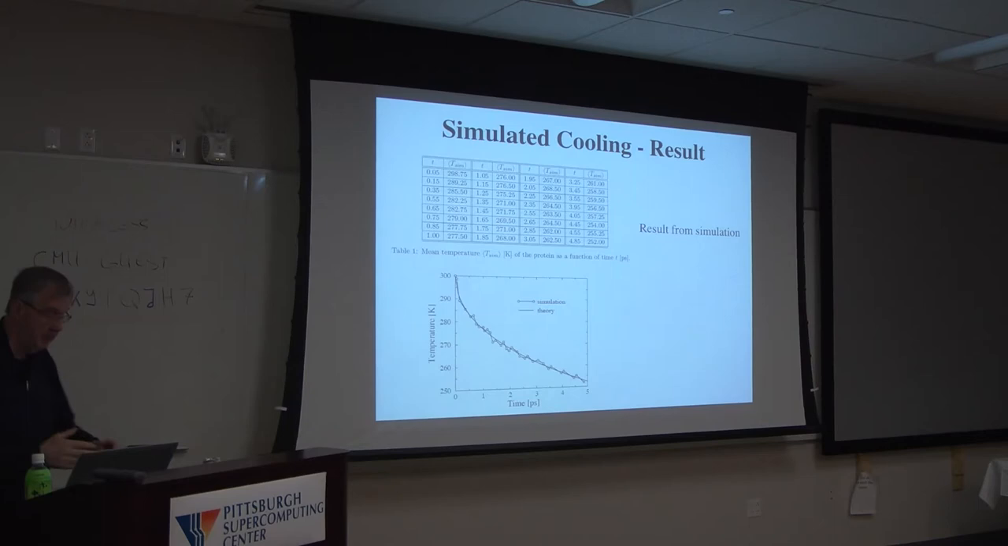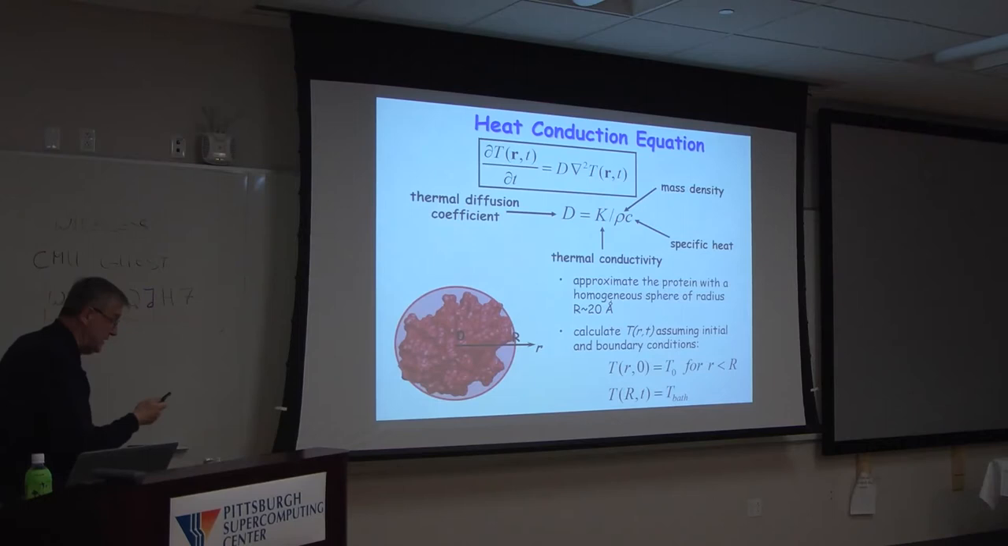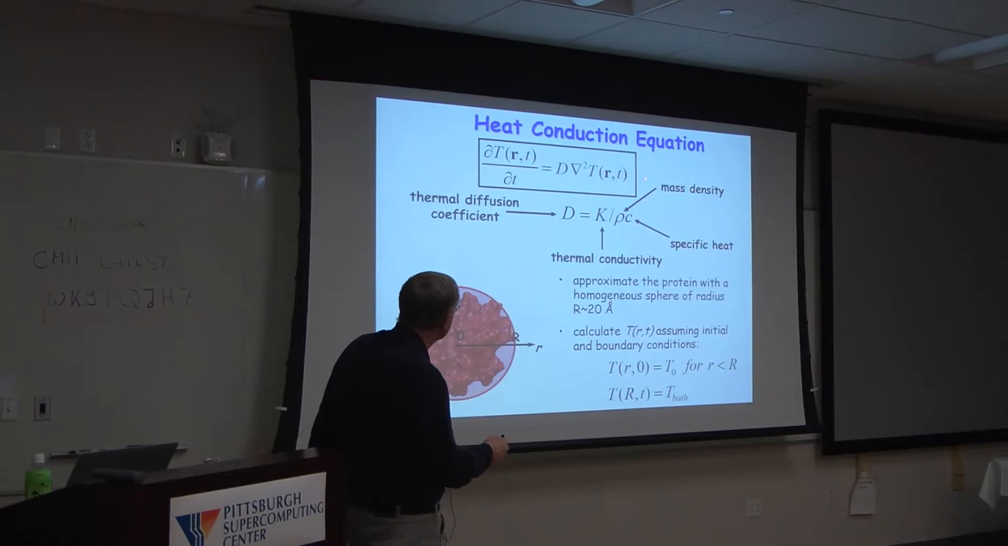Because if we have this protein, just like a good steak, and now we are cooling it outside, the heat moves from the inside to the outside. It's heat diffusion. And so we can use heat diffusion theory to describe this process. This is the heat diffusion equation, or heat conduction equation, where the temperature just obeys the diffusion law.